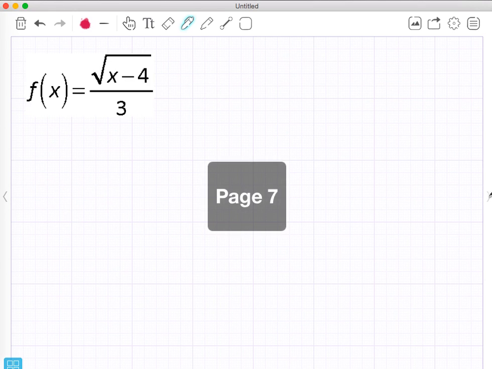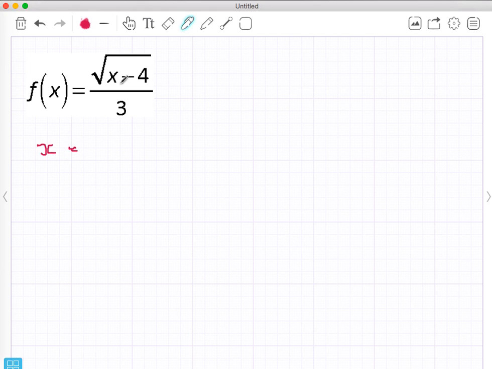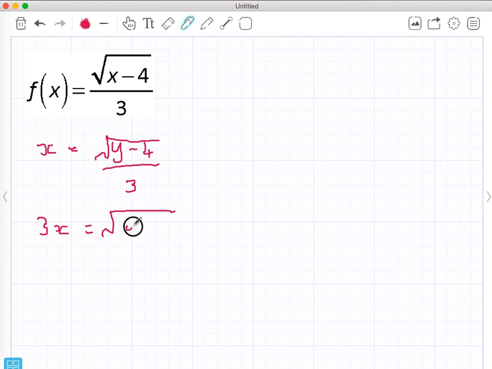So we're going to do another one. I'm going to start off again by making it x equals and replace that with a y. So it's the same equation but with a y. Now I'm going to multiply both sides by 3. And then I'm going to square both sides, because squaring both sides will get rid of the square root. So it becomes (3x) squared in a bracket equals y minus 4.